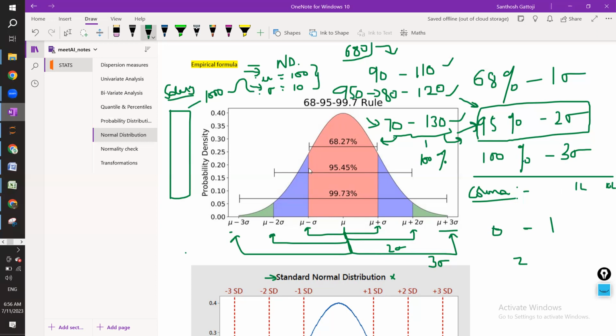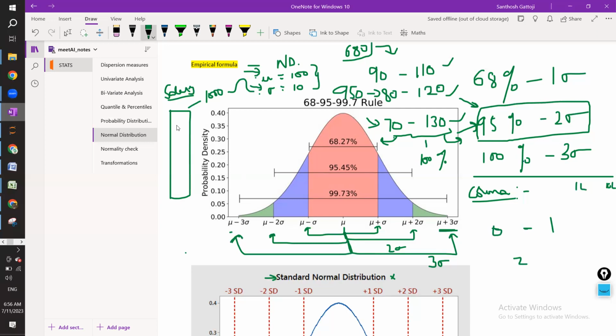For that you can use this empirical formula. Just by computing mu minus 3 rho to mu plus 3 rho, the values you get will be the range of your data. 99.73 percent, which means almost 100% of the data, can be found between these ranges, okay.